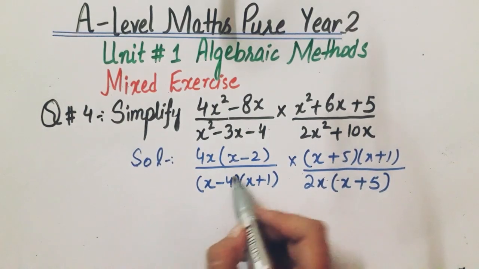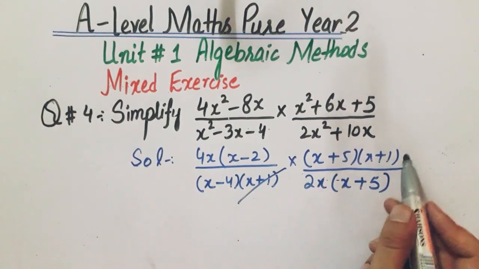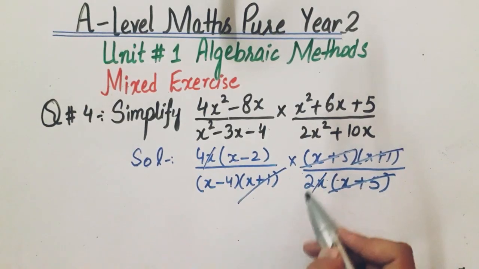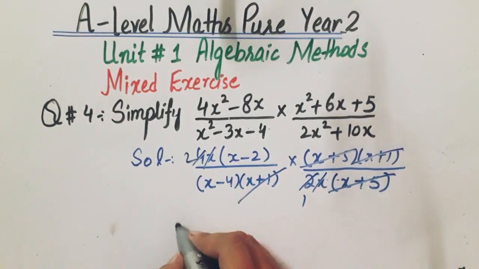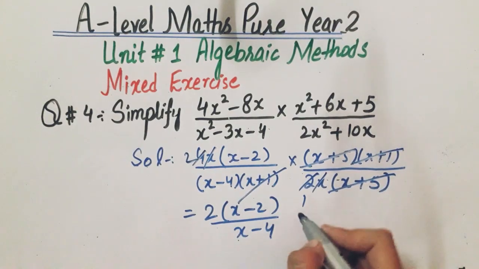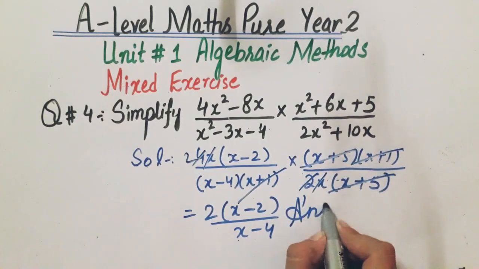Now cancel the same factors: x + 1 is cancelled, x + 5 is cancelled, x and x are cancelled. 2 ones are 2, 2 twos are 4. So you get 2(x − 2)/(x − 4). So this will be the answer.